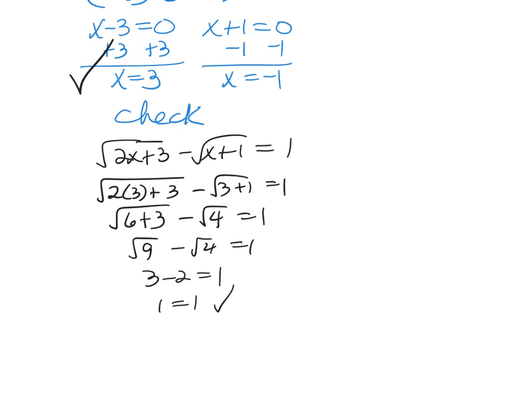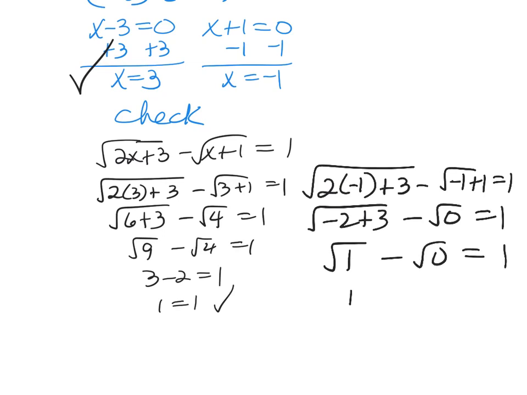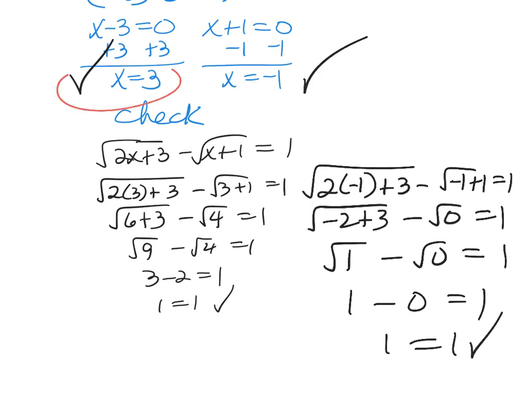Don't assume because it's negative it doesn't work, because it does in this problem. 2 times -1 plus 3, -1 plus 1, -2 plus 3, square root of 1, square root of 0, 1 minus 0, 1 equals 1. It checks. I've got two good answers.